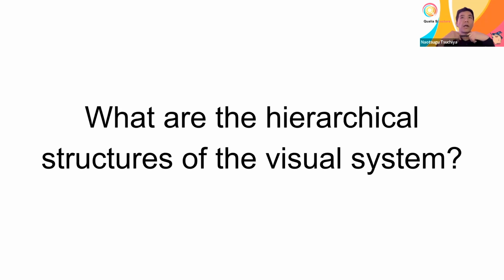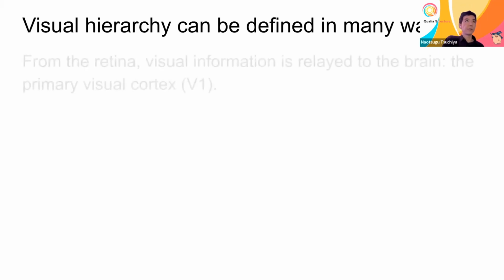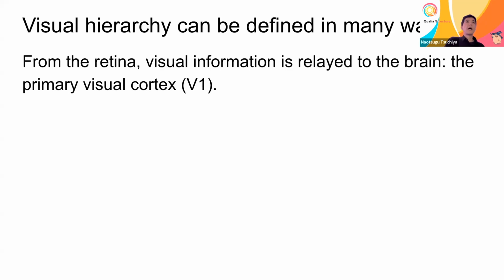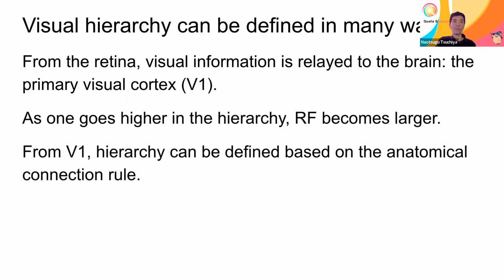So then, what are the hierarchical structures of the visual system? That's the next topic. Visual hierarchy can be defined in many ways. From the retina, visual information is relayed to the brain. The primary visual cortex is the one that we talked about just now. And as one goes higher in the hierarchy, the receptive field becomes larger and also more complex.